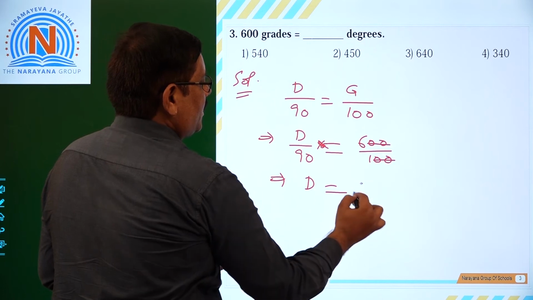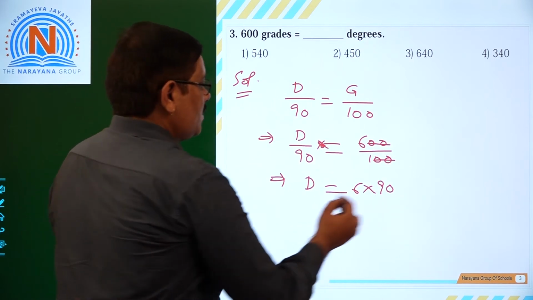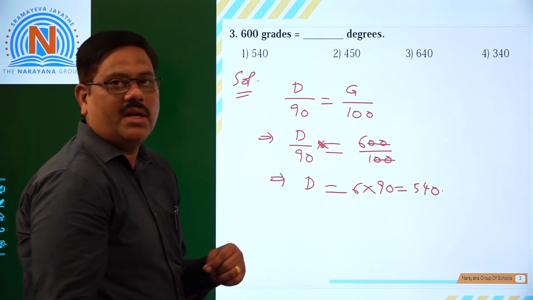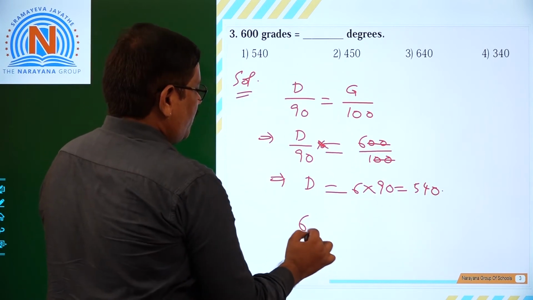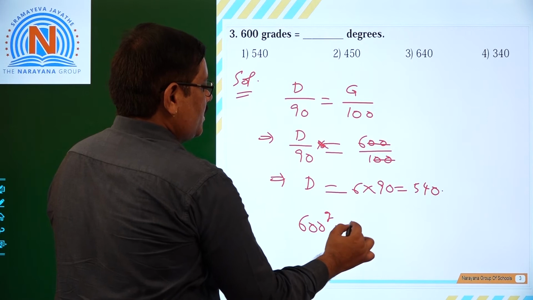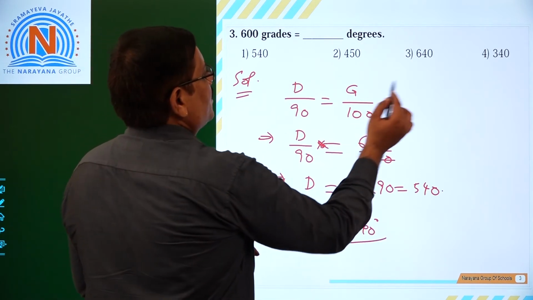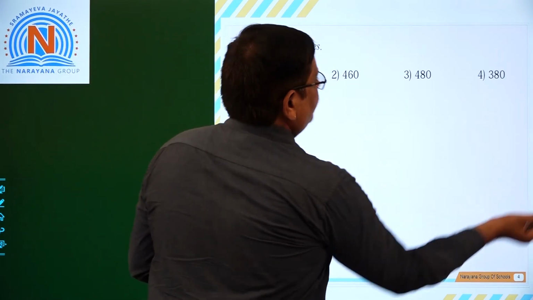That implies D is equal to, these two zeros will cancel and it is 6 into 90. If you transpose to the other side, it will multiply. So 6 into 90, that is nothing but 6 nines are 54. So it is 540. So D is equal to 540. So 600 grades is equal to 540 degrees. 540 degrees is nothing but the first option. Now let us see the next question.